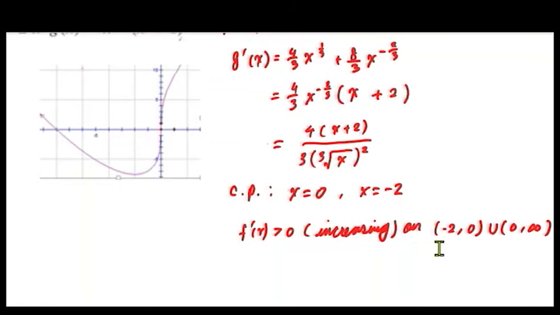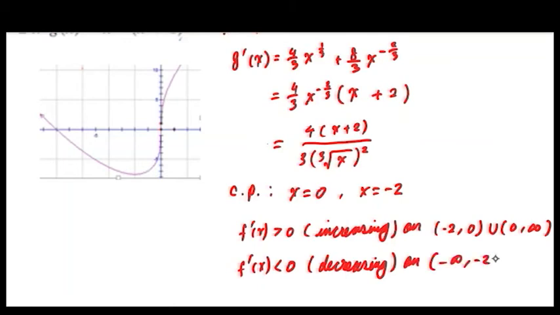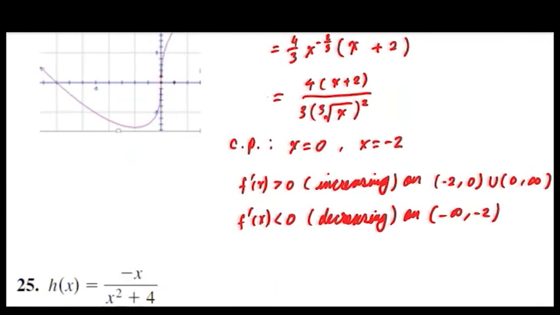Okay, and f prime of x is negative, which means decreasing right there on -infinity to -2. You with me? So therefore, we have a minimum at, did I call it f? This is g.